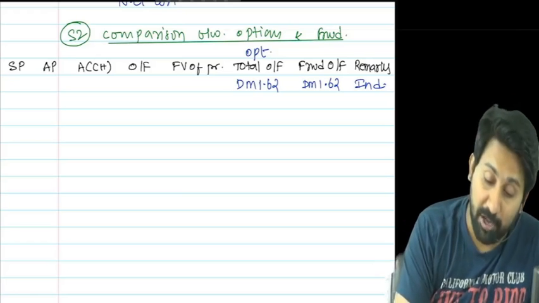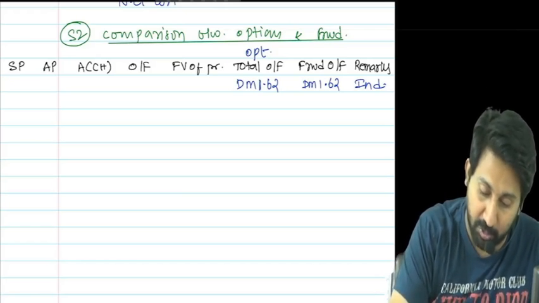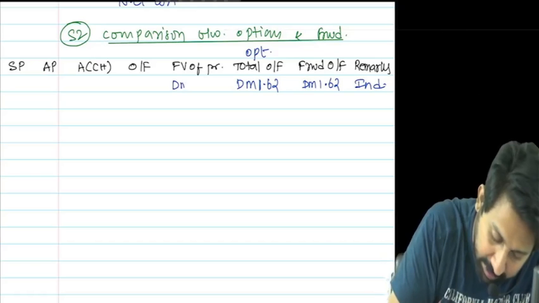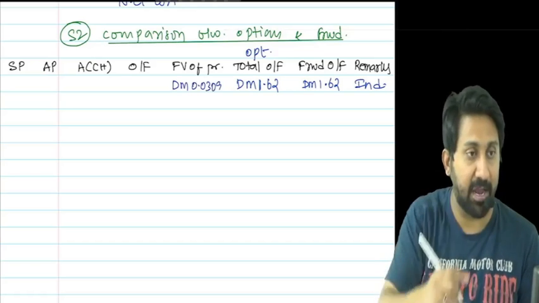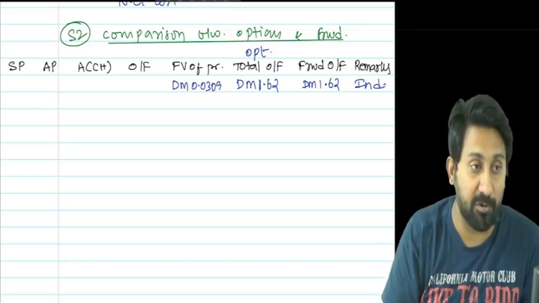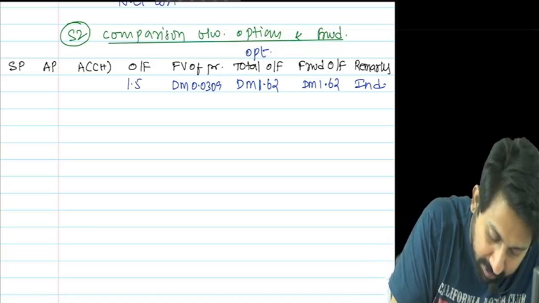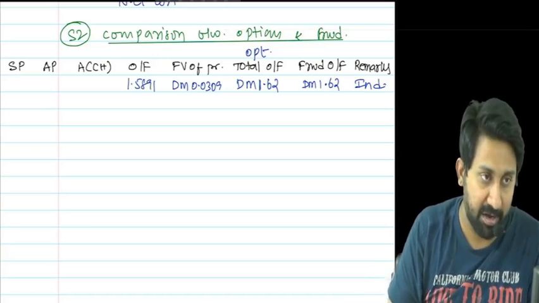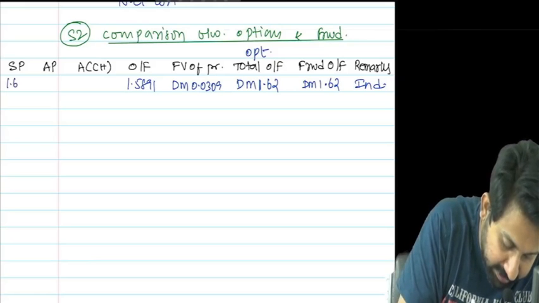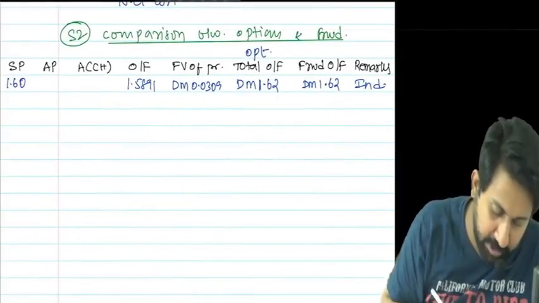In the options route, if you need 1.62 outflow, this should be after payment of premium. What is the future value of the premium? DM 0.0309, we already calculated. That means what should be the options original outflow? 1.62 minus 0.0309 means it should be 1.5891. If it is 1.5891, what is the SP? SP is 1.60. What is the actual?